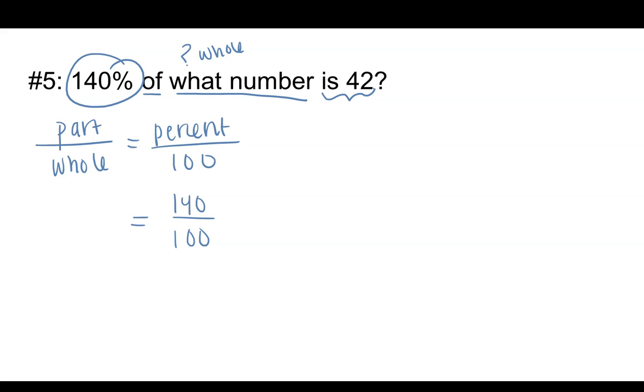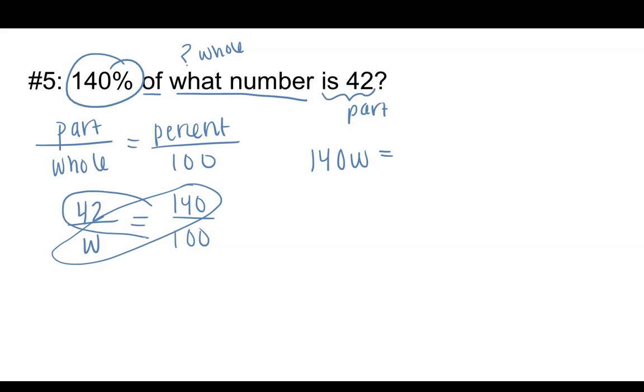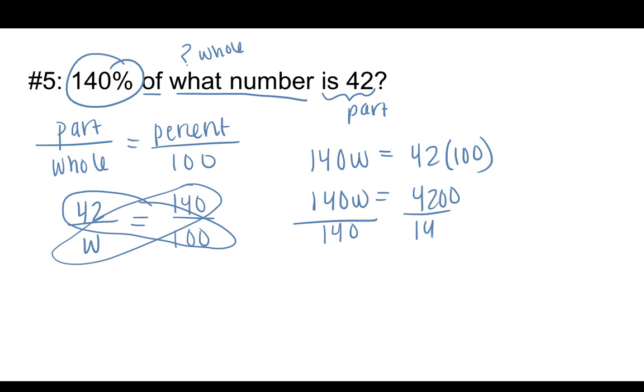Then remember, is typically signifies part, okay? So 42 is my part. Whole, I don't know, so I'm going to write a W. Then we do cross product to solve. So I'm going to have 140 times W equals 42 times 100. Then I do 42 times 100, and I get 4,200 equals 140W. Divide it by 140 to solve for W. And I get 30 for my whole. So my whole is 30.